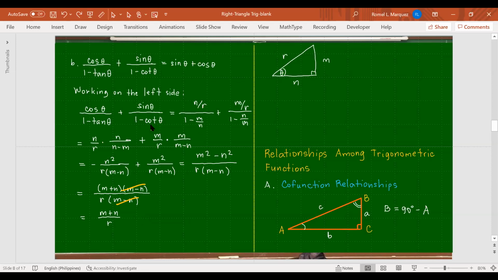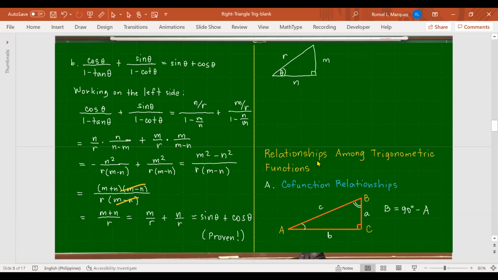Yeah, we are proving. But I can split this into m over r plus n over r. But what is m over r? That is sine theta. But what is n over r? That is cosine theta. So we have shown that the left is really equal to the right. So actually, this means it is an identity, as long as theta takes values that make all the expressions inside defined. Okay? So that's it.